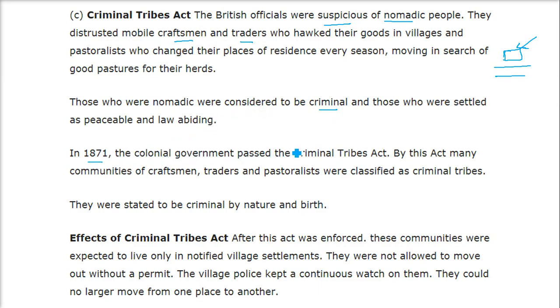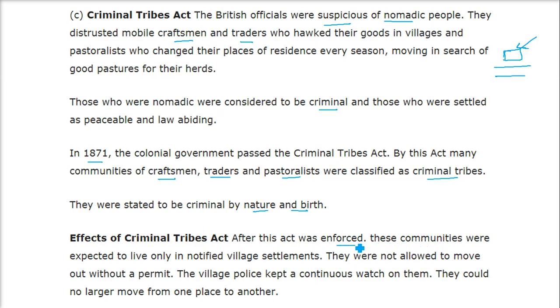So in 1871, the colonial government passed the Criminal Tribes Act. By this act, many communities of craftsmen, traders, and pastoralists were classified as criminal tribes. They were stated to be criminal by nature and birth, according to this law. So what were the effects of the Criminal Tribes Act?